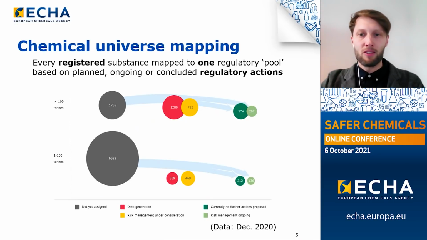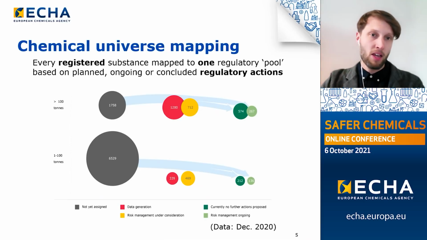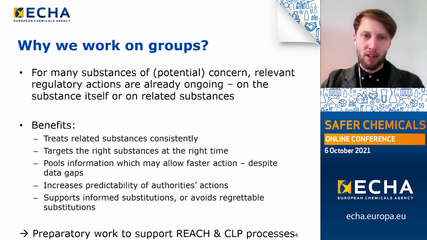And with the annual IRS report, we are sharing the details on how this work is done. Now, why do we really think working on groups brings benefits? For many substances, especially substances of potential concern, there is already a relevant regulatory action ongoing. Often it might not be on the substance itself, but on a related substance. So in that sense, working on a group allows us to treat those related substances consistently. We target them at the same time and also at the right time.